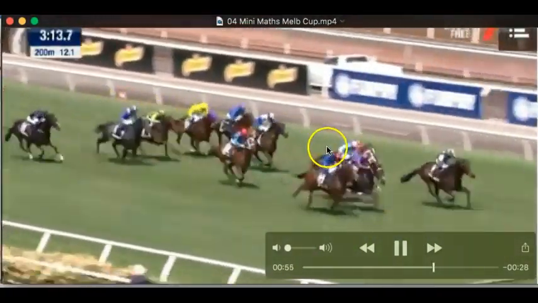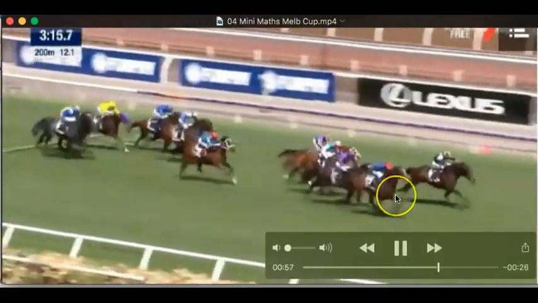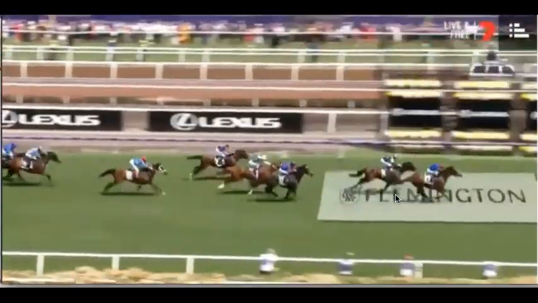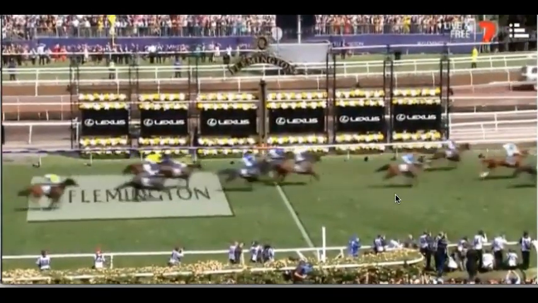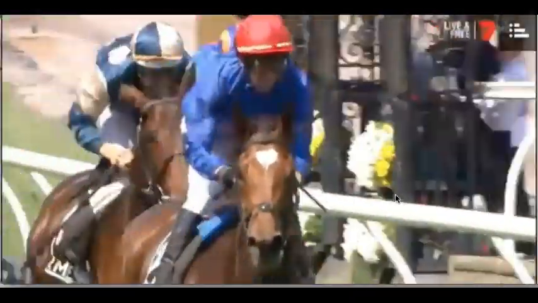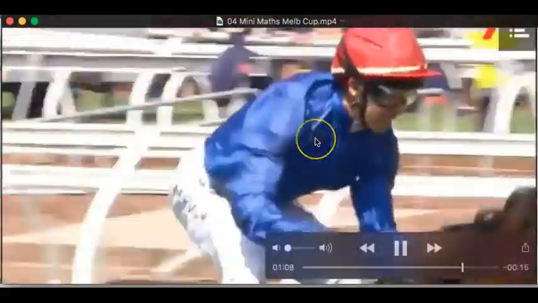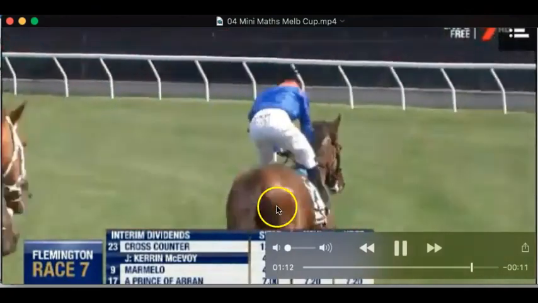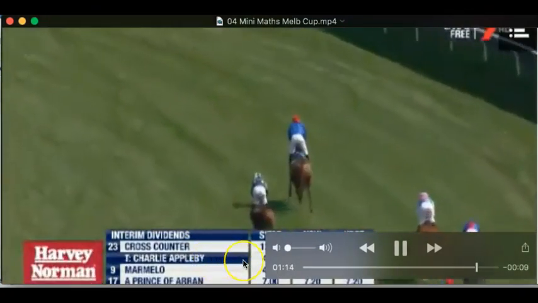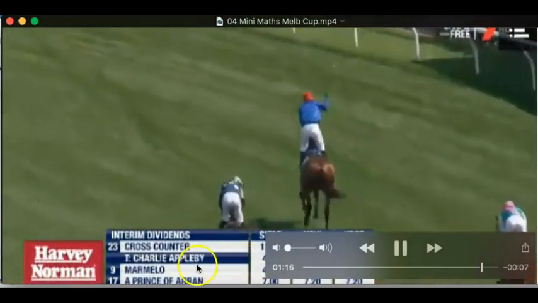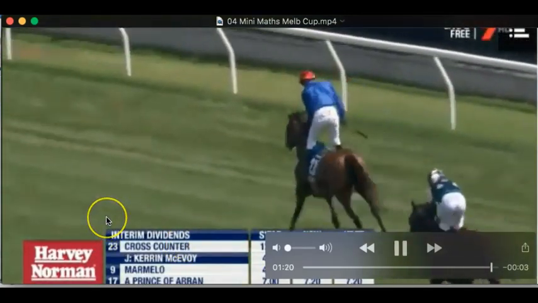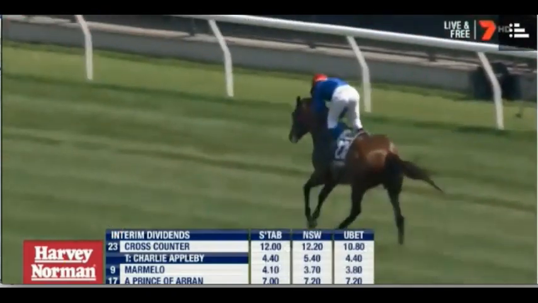There are so many mathematical ideas. How fast is each horse running? How much ground was covered? What were the finishing times? How much prize money did each horse collect? How much money did people spend on the races? And what did the winner pay? There is so much maths in the Melbourne Cup, I wonder if I've covered it all.